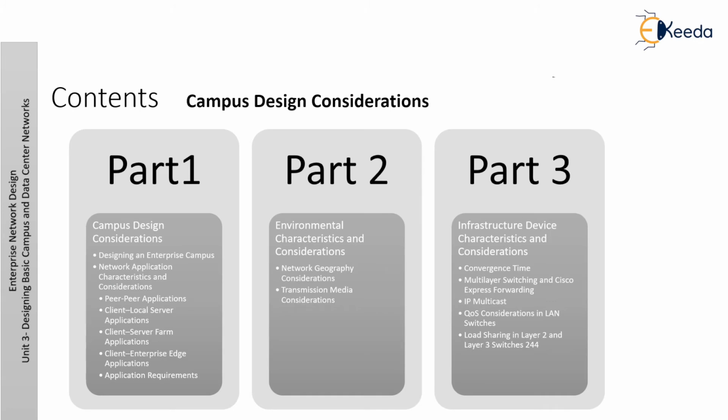This lecture, campus design consideration, is divided into part 1, part 2 and part 3. In part 1, we cover campus design consideration. In part 2, environmental characteristics and consideration. And in part 3, infrastructure devices characteristics and consideration.